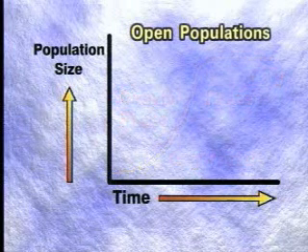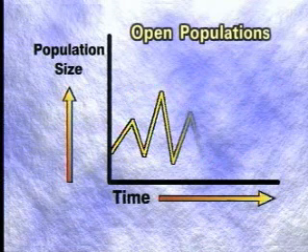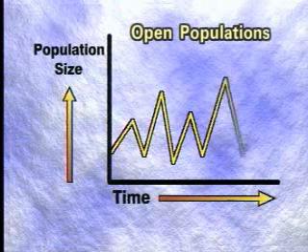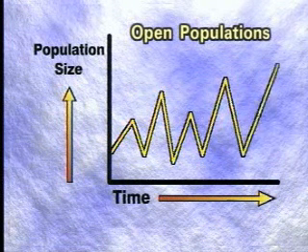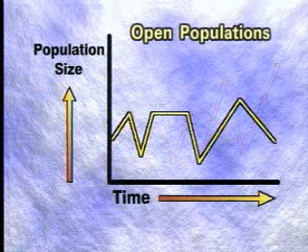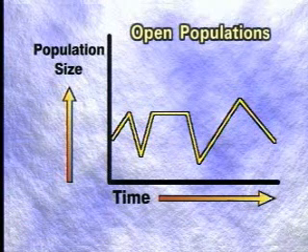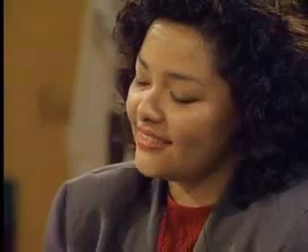Other open populations tend to show cyclical patterns of growth. Population increase is followed by a sharp decrease and then increase again. This pattern repeats. Still, other open populations increase and decrease, but don't have a regular pattern of growth or decline.